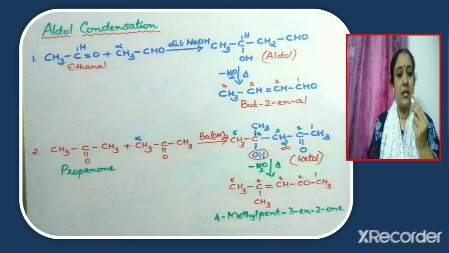Now let us consider the reaction of a ketone. For example, the ketone taken is propanone. In the presence of barium hydroxide, the aldol condensation reaction takes place. Here propanone gives a ketol. The product obtained is known as a ketol because it contains both a ketonic functional group and an alcoholic functional group. There will be shifting of an alpha hydrogen to the carbonyl oxygen of the other propanone molecule.